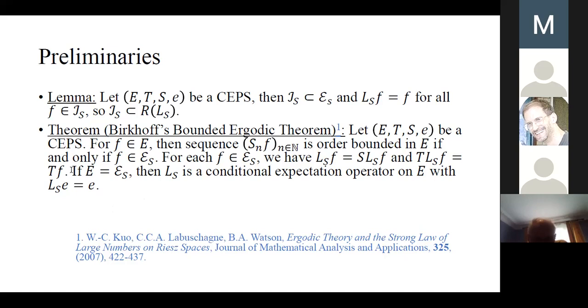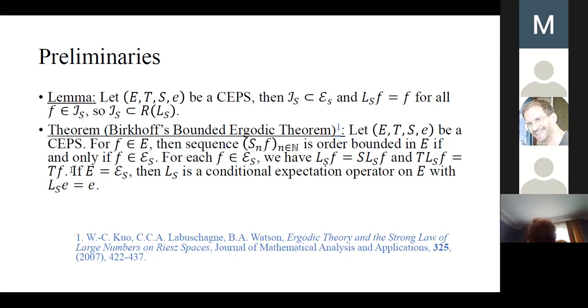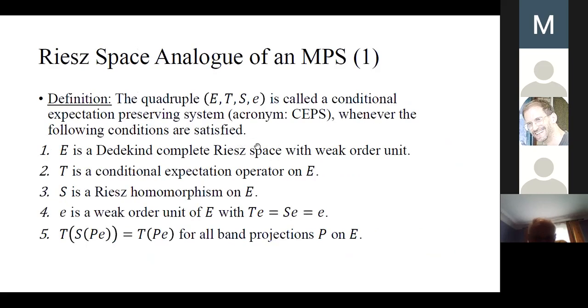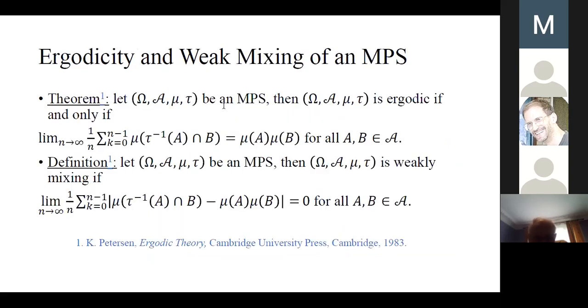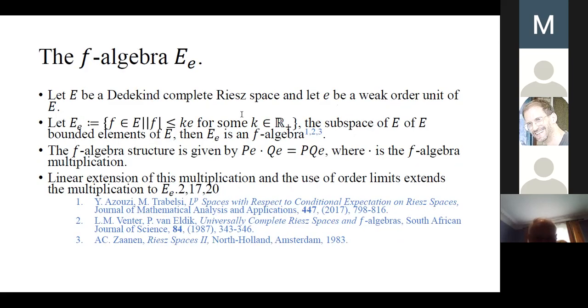Right. Now, there was talk of needing an f-algebra. Let's go back. We're going to be taking some products over here, so we're going to need an f-algebra eventually so we can do some multiplication. So if we let E be a Dedekind complete Riesz space and little e a weak order unit of this Riesz space, we'll say that E_e, is the subspace of bounded elements of E.